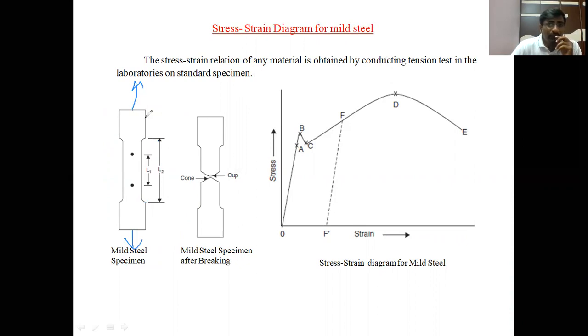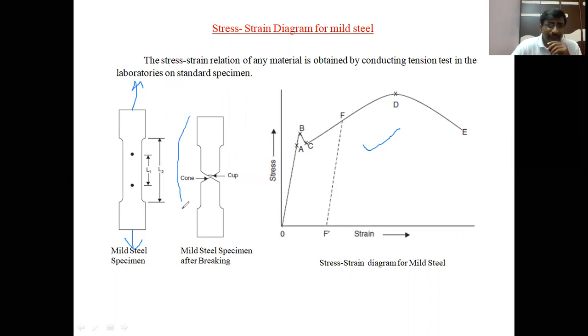By applying the load on this testing specimen, what is the behavior of this specimen? That means how the stresses are induced in this specimen, and also what strain is produced in this specimen. That is what the stress strain diagram represents. This stress strain diagram represents the behavior of the specimen under the tensile load.